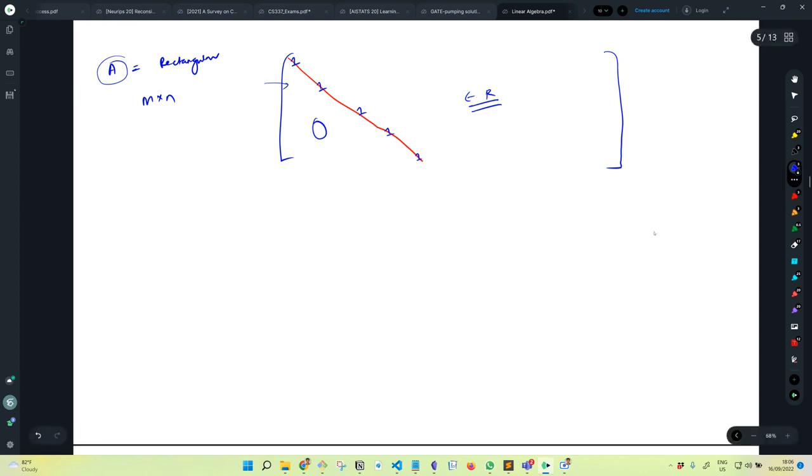I hope this is clear to you: what is the upper triangular matrix and what does it mean to convert a matrix to row reduced echelon form?